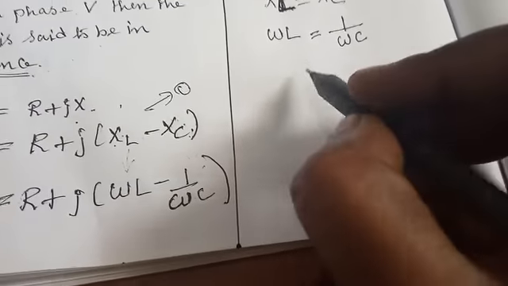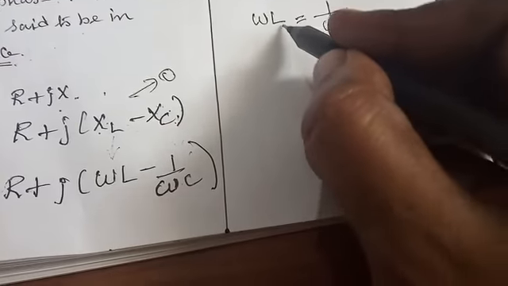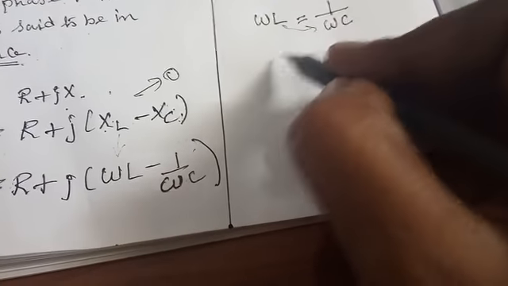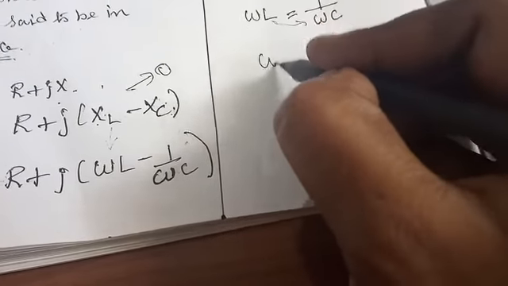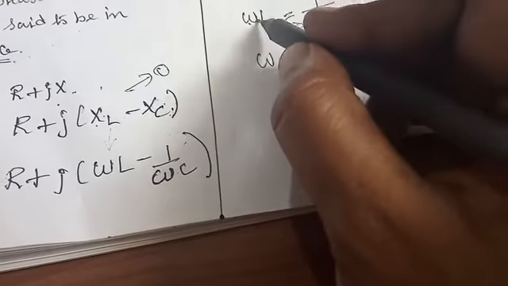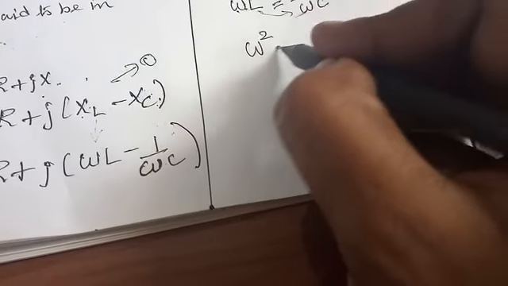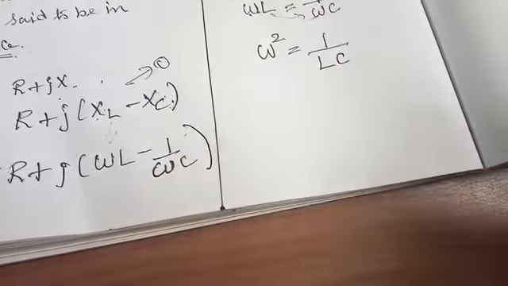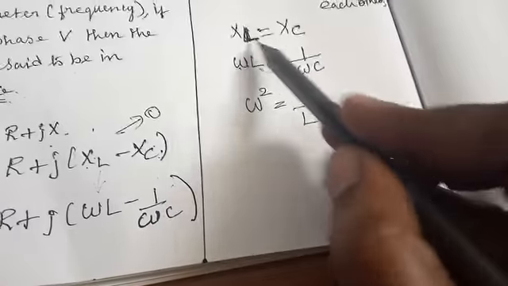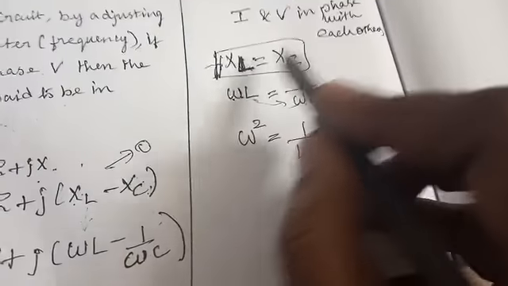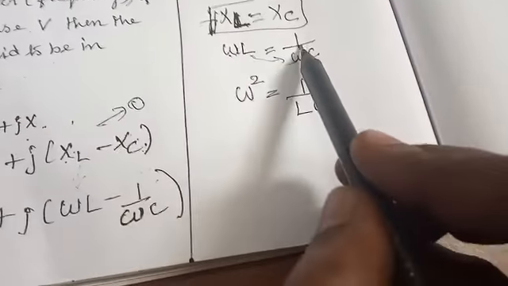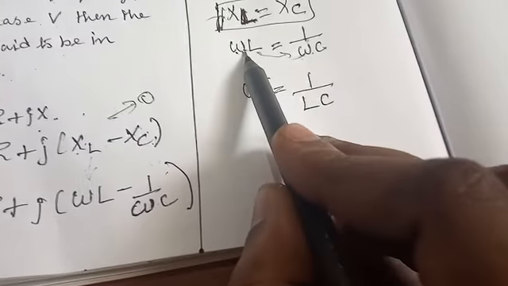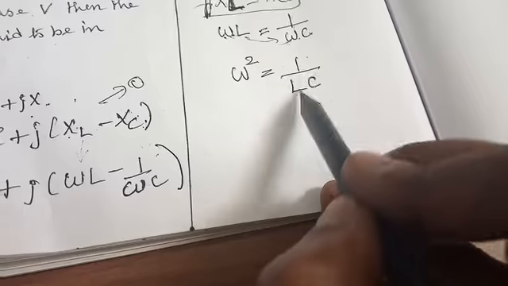So let me cross multiply the L and the omega. Already I have an omega; when I take this omega to the other side, it will become omega square, and here I will have LC. XL is omega L, XC is 1 by omega C. When XL and XC are equal, resonance occurs. So omega L equals 1 by omega C, and moving omega to this side, omega square equals 1 by LC.